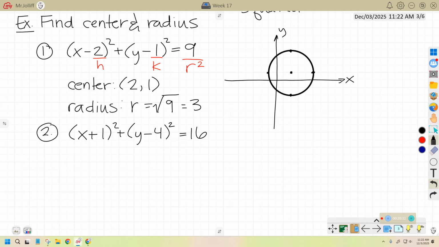We want to find the center and radius for the standard form circle. X plus 1 squared plus y minus 4 squared equals 16. And I know I'm identifying three numbers: the thing attached to the x, the thing attached to the y, the thing by itself. H, K, R squared.